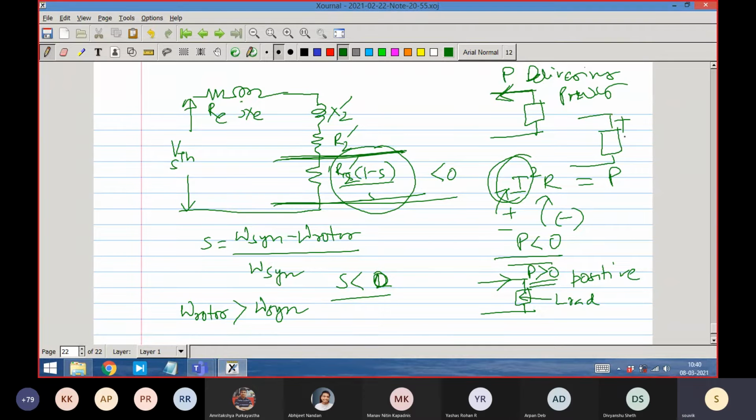Suppose this terminal is positive, and the current is in this direction. This is I. Then you see the V by I relationship is negative, because a load's positive current direction is this. This is I less than 0, negative convention. Current is actually going in this direction, but convention-wise I is less than 0. Let us follow the convention, and I is less than 0. So that would mean the resistance R is less than 0.